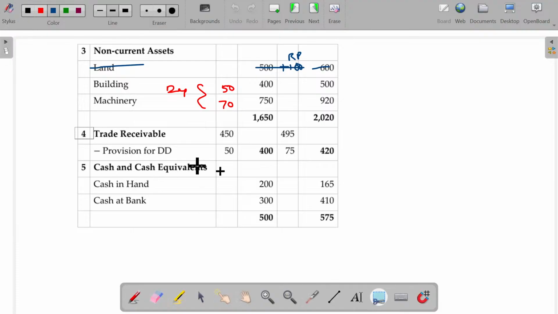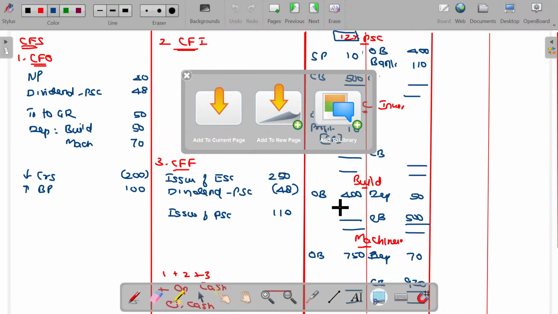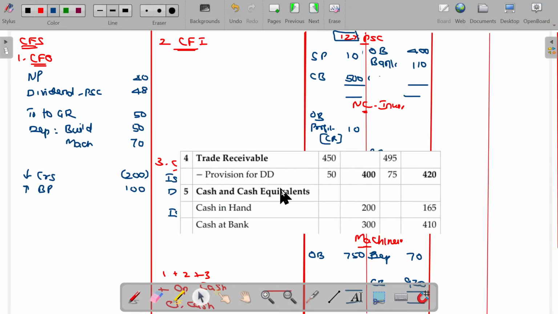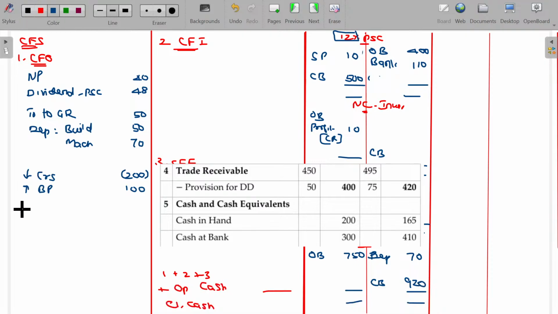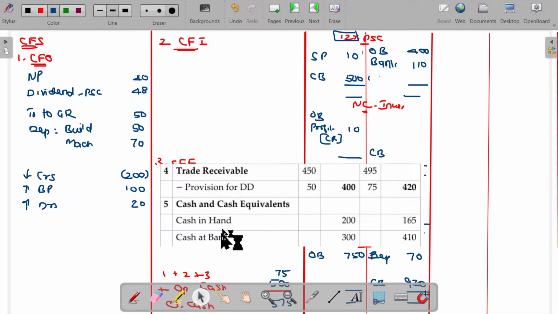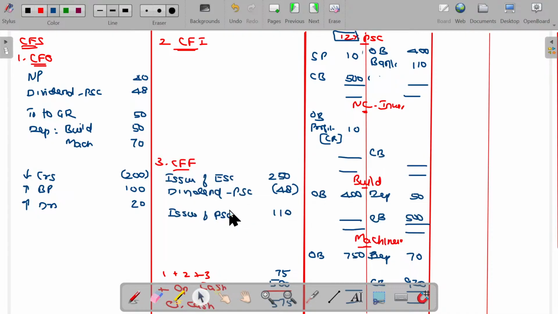We'll now go for trade receivables and cash equivalents. Trade receivables, debtors, increase in debtors, so your money is locked. Cash and cash equivalents: 200 plus 300, 500 in the beginning, 165 plus 410, 575 in the end. 75 is due to the three reasons. Is that okay?